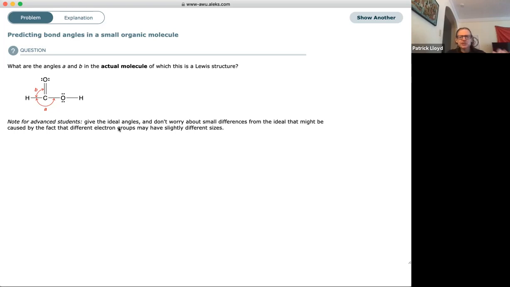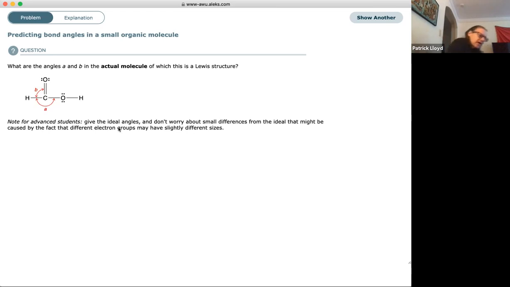And so they're telling you here, look, just use the ideal angles, which are linear 180, trigonal planar 120, tetrahedral 109.5, and then bent 109.5, trigonal pyramidal 109.5. Their point is, don't worry about whether it's 104.5 or 106.5 or 107, just put in the 109.5. So you're just counting the electron groups. Here they want you to do the angles. There are 2 angles they want you to do here, A and B.